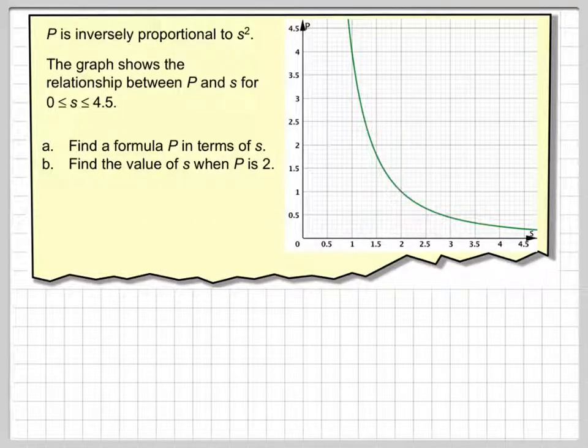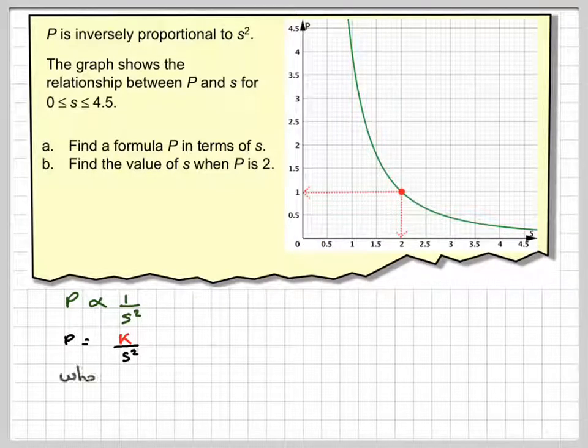Right, so we're given that P is inversely proportional, so P is proportional to 1 over S squared. And then that means that P is equal to K over S squared. Now we need a value of P that corresponds with the value of S in order to find the value of K. So the most obvious point here is to look at the graph and use this point here. At that point, S is equal to 2 and P is equal to 1.